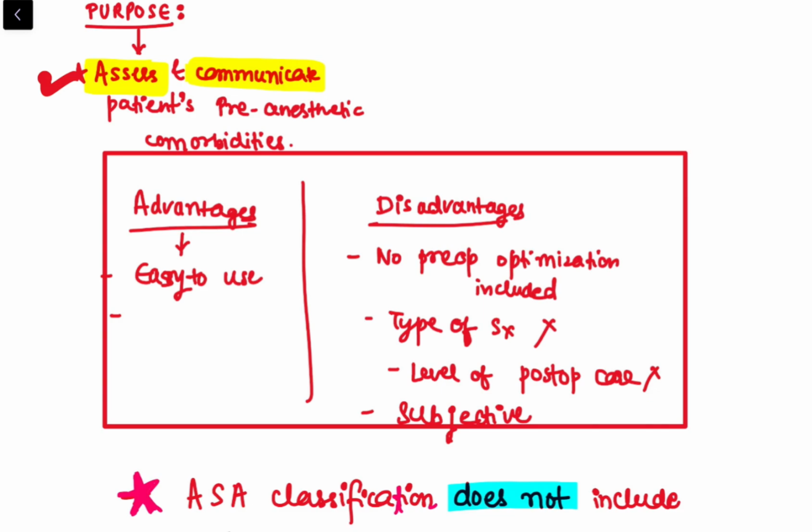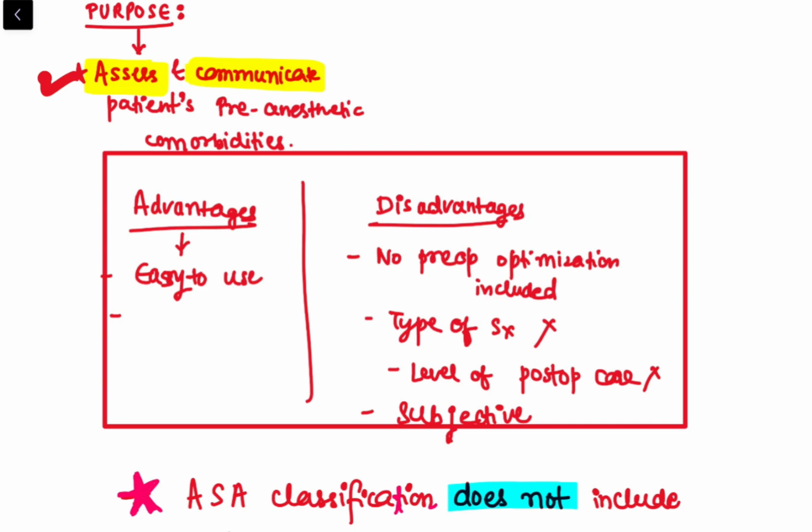we should be able to assess and communicate the patient's pre-anesthetic comorbidities among us. If someone says ASA 1, you should be able to understand what type of patient it is, how much risk of morbidity and mortality is there. And similarly, if it is ASA 3 or 4, you should be more cautious. You should be preparing your OT, and preparing yourself for the intra-op and post-op complications.